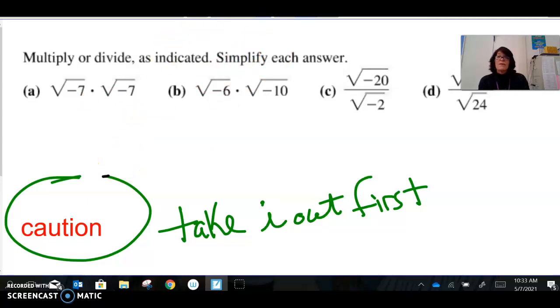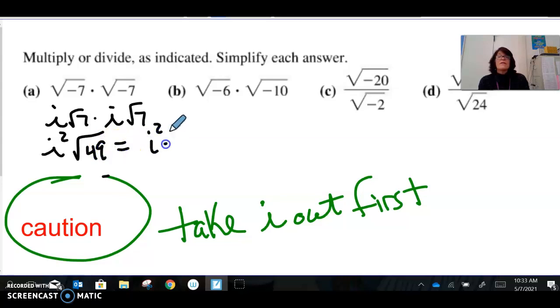Okay, so that's why we caution you on this. Dealing with imaginary numbers is a little bit different. Just like every other set of numbers, we have ways to add, subtract, multiply, and divide. When you're multiplying, adding, subtracting, whatever, you put it in complex number form first. So this is i squared is 7 times i squared is 7. So that's i squared times the square root of 49, or i squared times 7.